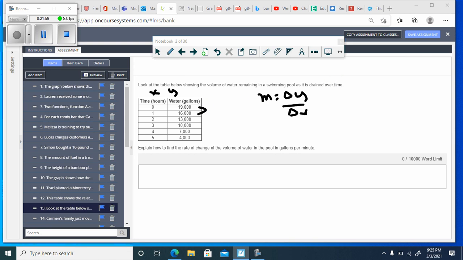Let's find the difference between those two. That would be 16,000 minus 19,000 gallons over 1 minus 0. That would be 3,000 gallons per, gallons is your y, gallons per hour. 3,000 gallons per hour, okay?